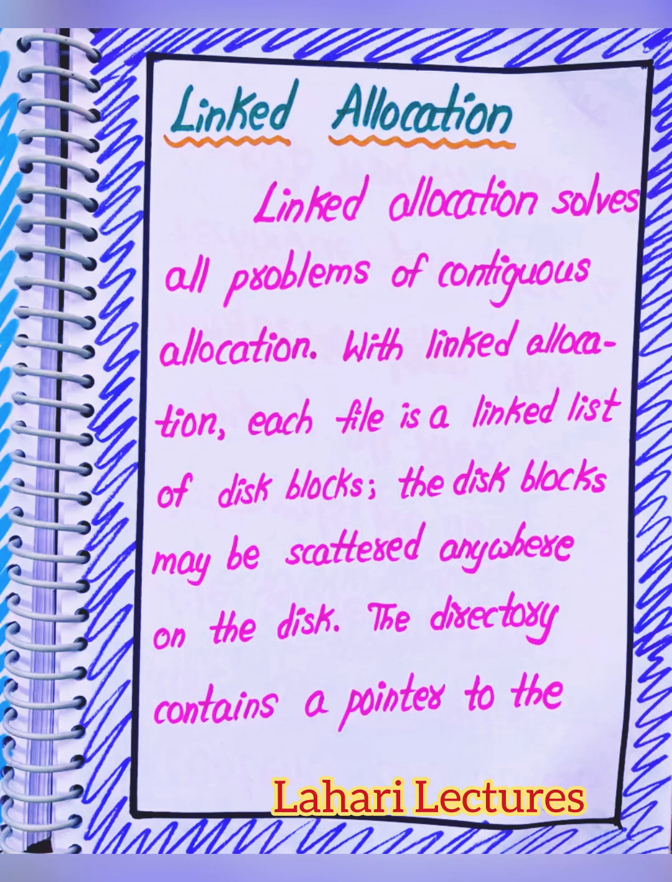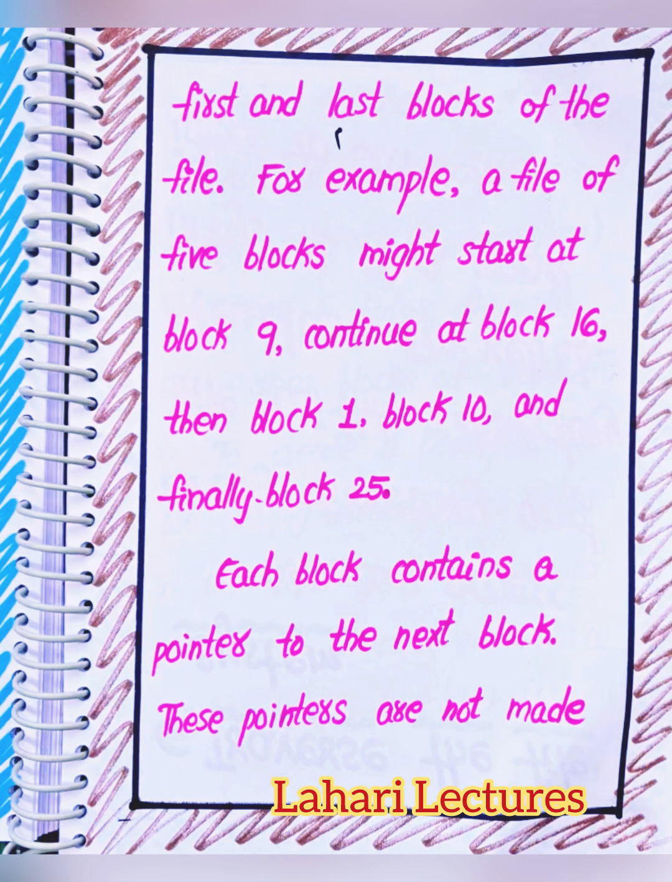In this video, you can watch notes on linked allocation in operating systems. Linked allocation solves all problems of contiguous allocation. With linked allocation, each file is a linked list of disk blocks. The disk blocks may be scattered anywhere on the disk. The directory contains a pointer to the first and last blocks of a file.